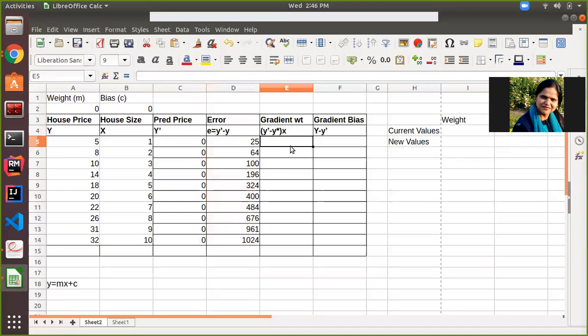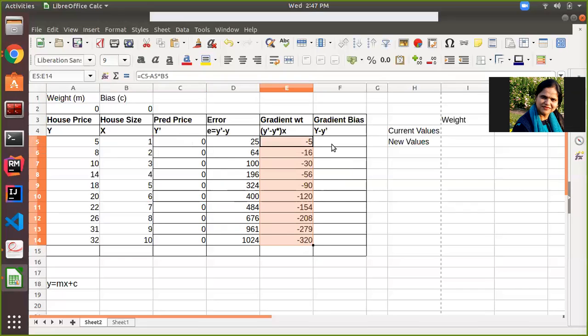Now after that I will calculate the gradient weight. Gradient weight means the rate of change of weight. The formula for this is predicted price minus given house price, multiplied by house size. So the formula is this minus this, multiplied by house size. So this is the gradient weight.